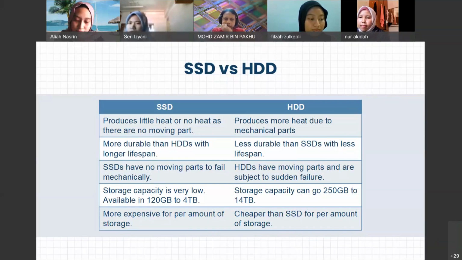The storage capacity of SSD is very low as compared to HDD, because SSDs for computers are available in 120 gigabytes to 4 terabytes, while the HDD can go from 150 gigabytes to 14 terabytes. The last one is that the SSD is more expensive than the HDD for the price per amount of storage.